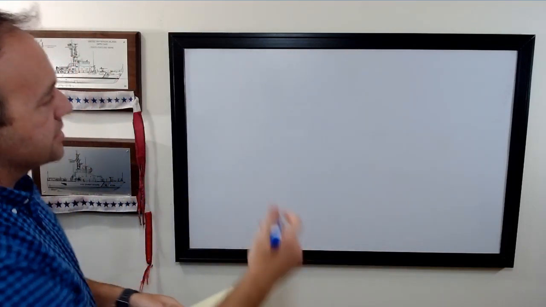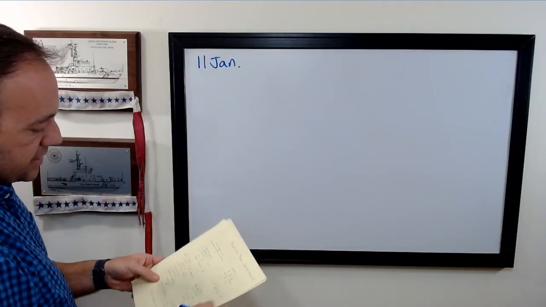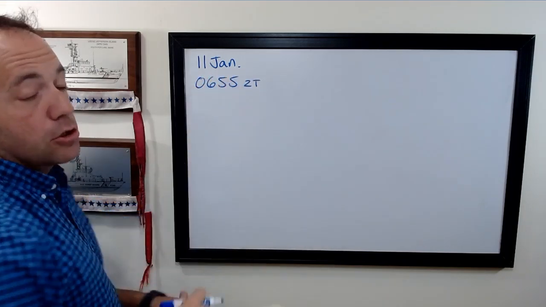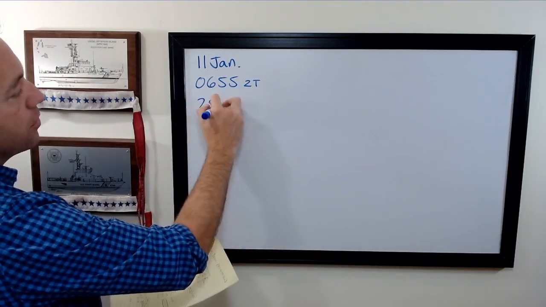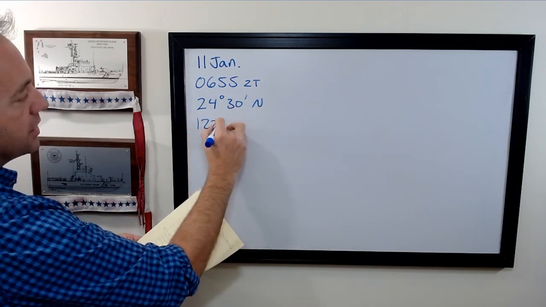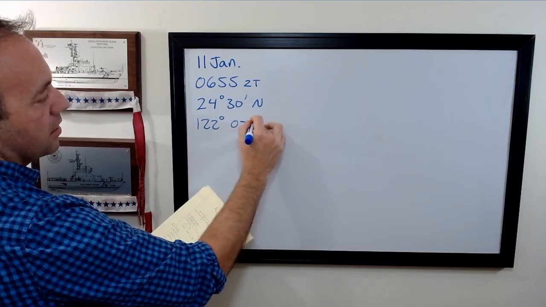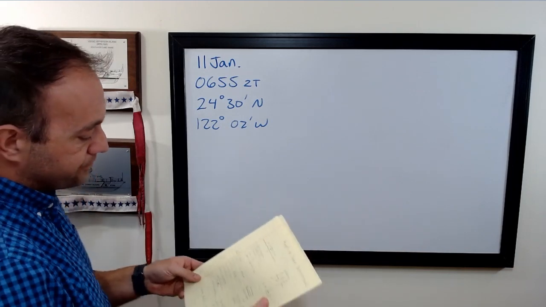But our first problem is going to be on 11 January. Right, and it's 06:55 zone time. That's our local watch time there. And our position is 24 degrees 30 minutes north and 122 degrees 02 minutes west. So that's our DR position, our dead reckoning position, latitude and longitude.